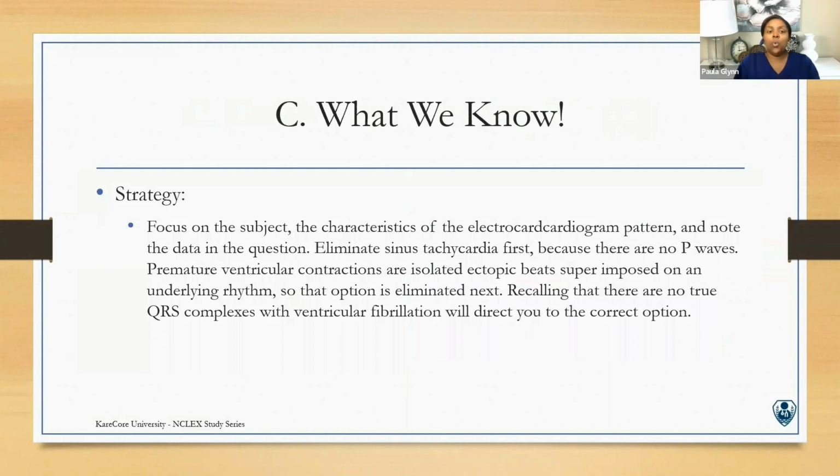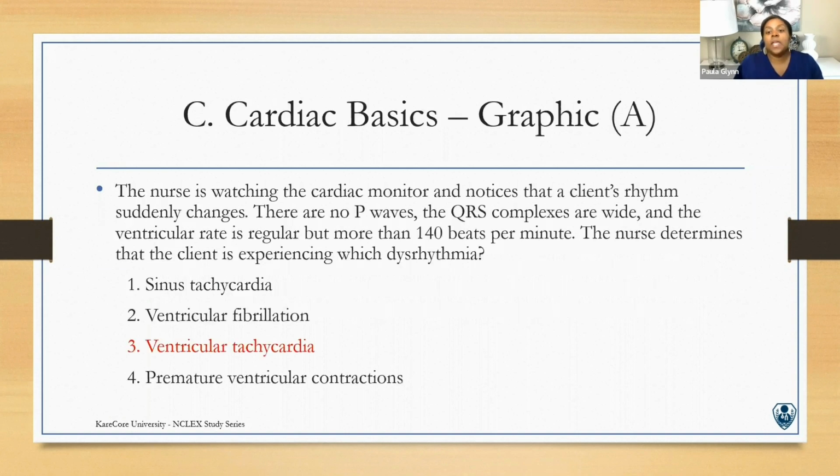So what do we know? We know the characteristics of the EKG pattern, and we eliminate sinus tachycardia first, because there are no P waves. Premature ventricular contractions are isolated ectopic beats imposed on the underlying rhythm. They come prematurely, when there's supposed to be a pattern. So that option is eliminated. Recalling that there are no true QRS complexes with VFib will direct you to the right answer. So as you mentioned, ventricular tachycardia.